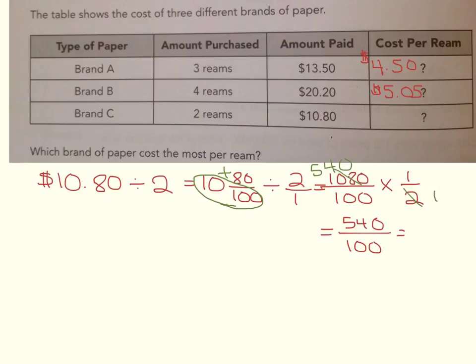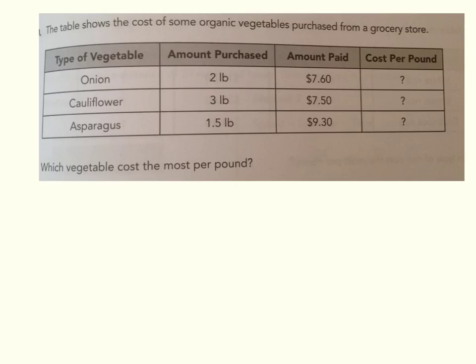100 goes into 540 5 times. With 40 hundredths left over, we can write that as a decimal, so 5 and 40 hundredths. So the cost for brand C is $5.40 per ream. So the question is, which brand costs the most? So we would look at our chart and we find that brand C actually costs the most per ream. Pause the video and try this practice problem on your own.